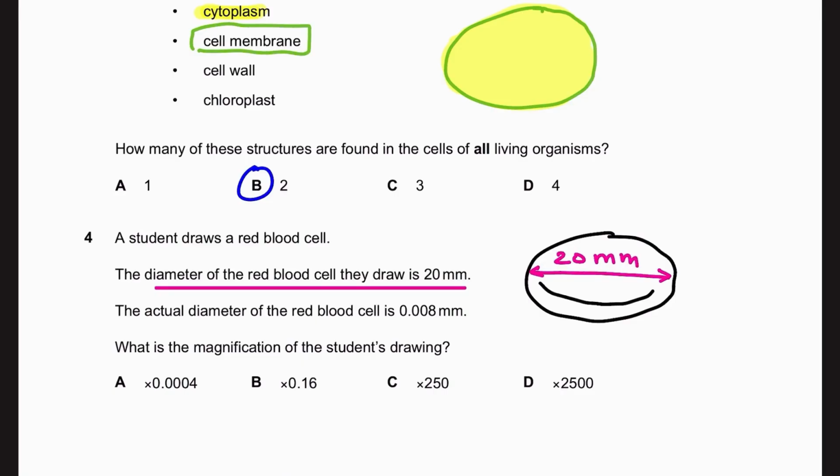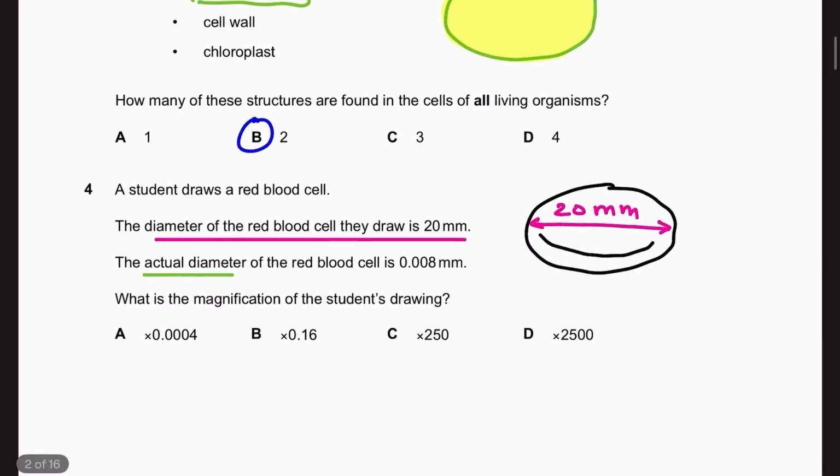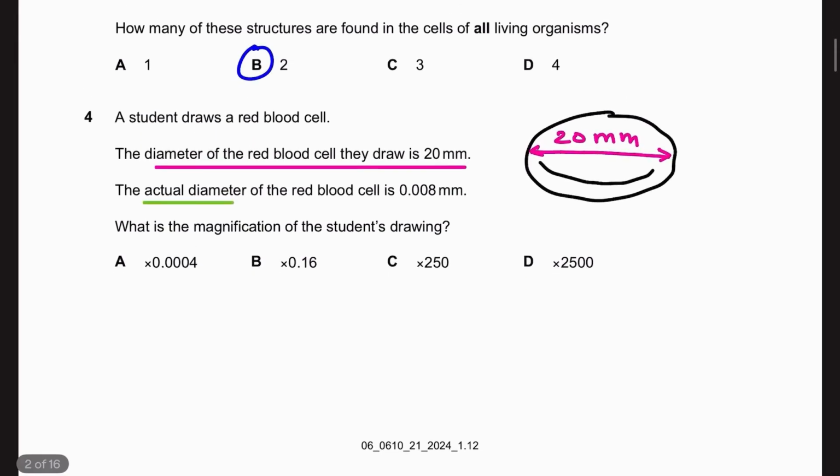And it says the actual diameter of the red cell is 0.008. So obviously the actual one is much smaller, right? You can't see it. That's why you need a microscope to see it. And it's asking you, what is the magnification of the student's drawing? So he would have magnified this red blood cell. So you need this magical formula called MIA.